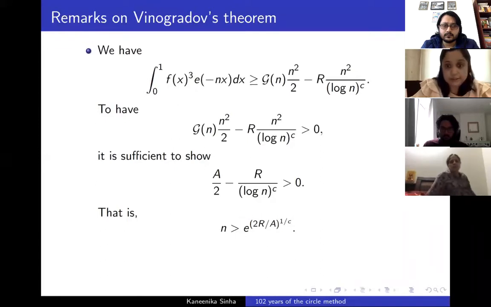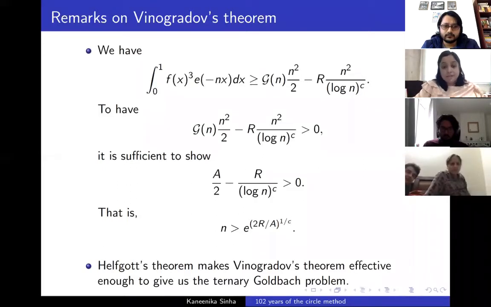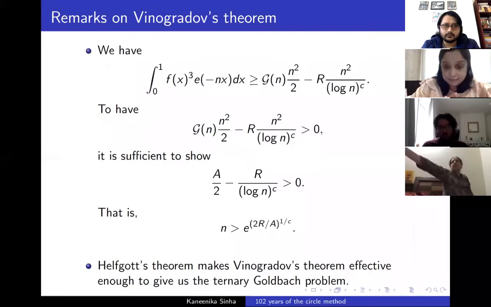This just gives you a very rough, very large bound. I'd already mentioned to you the journey of how people kept tinkering and kept reducing the lower bound. So another way to understand Helfgott's theorem is that he makes Vinogradov's theorem effective enough to give us the ternary Goldbach problem.